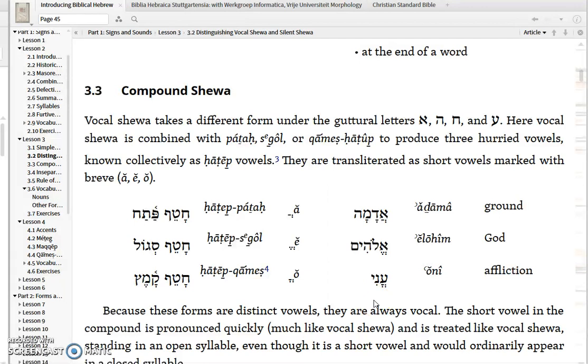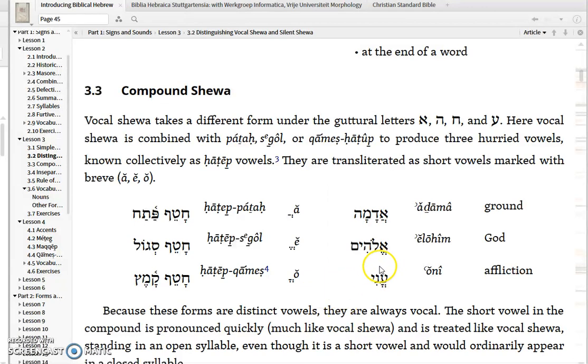So United States of America. The A in America is your Hataf Patah, really. A little bit of an A, but it's been reduced. And you can kill it all away and talk about the United States of America, where I killed the vowel entirely. Say it quickly, you don't even notice it. But it's a very, very short vowel, short A.